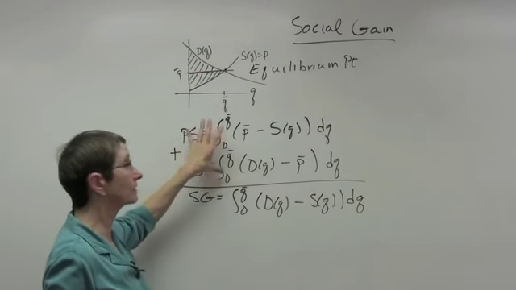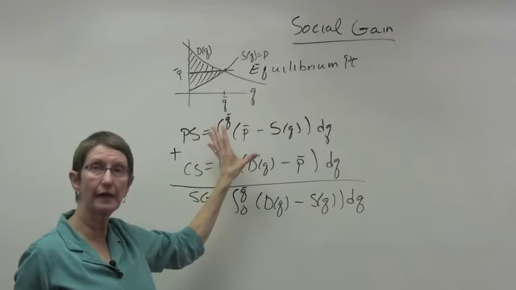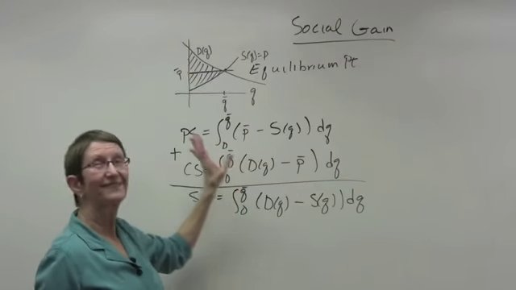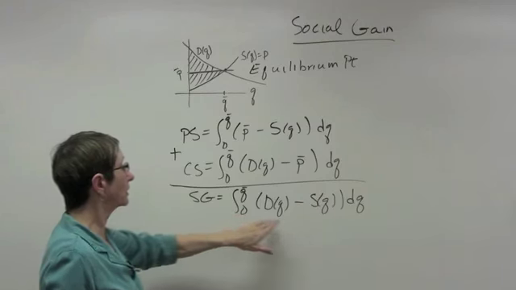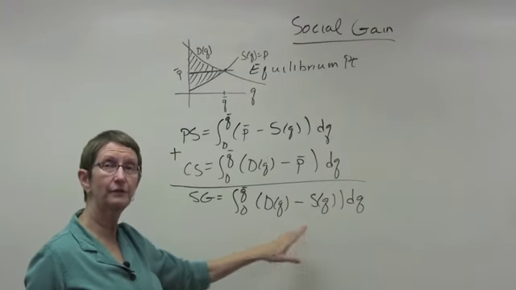If you've already found producer and consumer surplus, you can just add the numbers together, which is not likely in this course, or you can just use this formula from the beginning to find the social gain.